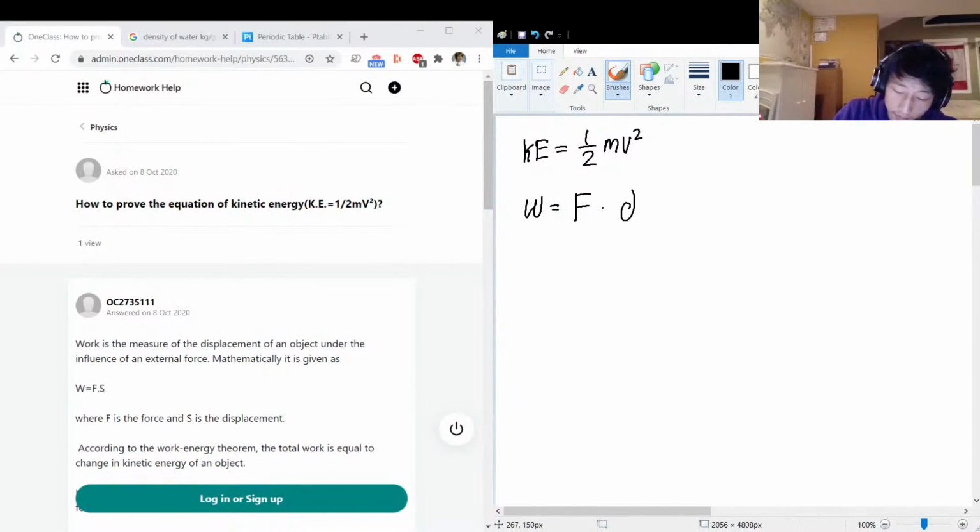multiplied by D. So this is force multiplied by displacement, and this is work. It all works out. Okay, cool. So we know that force from Newton's second law is F equals mass times acceleration.